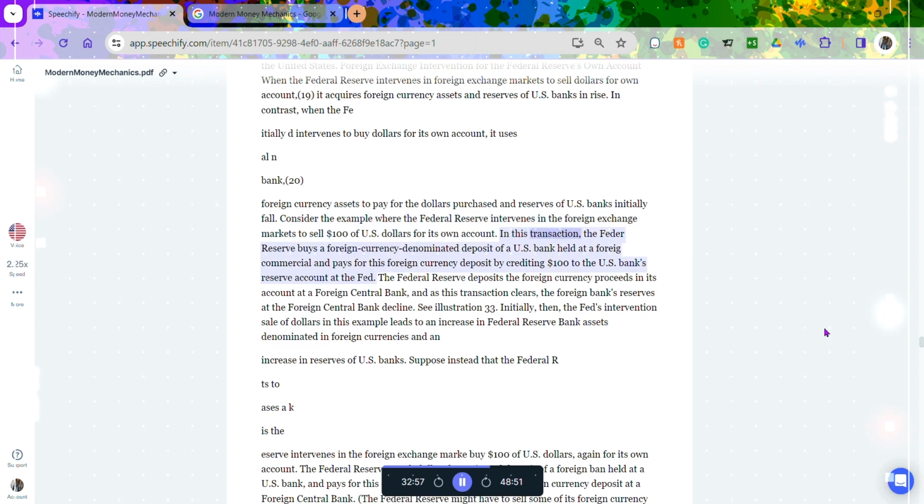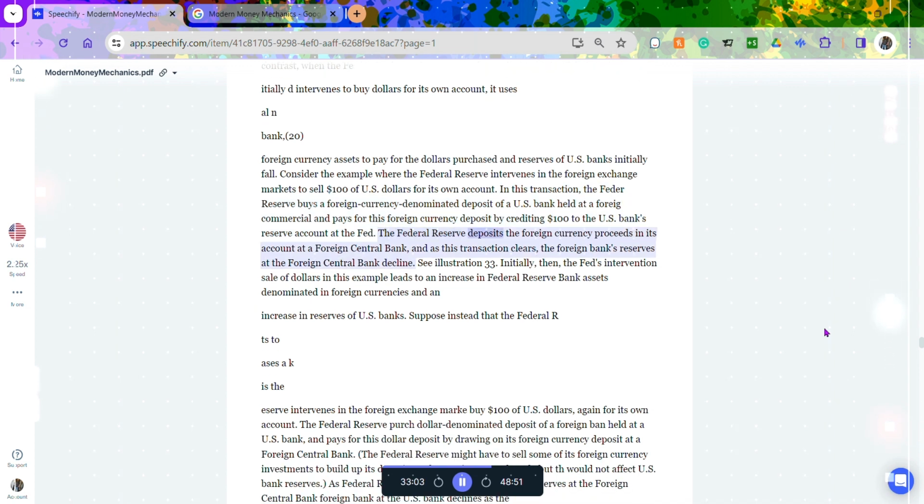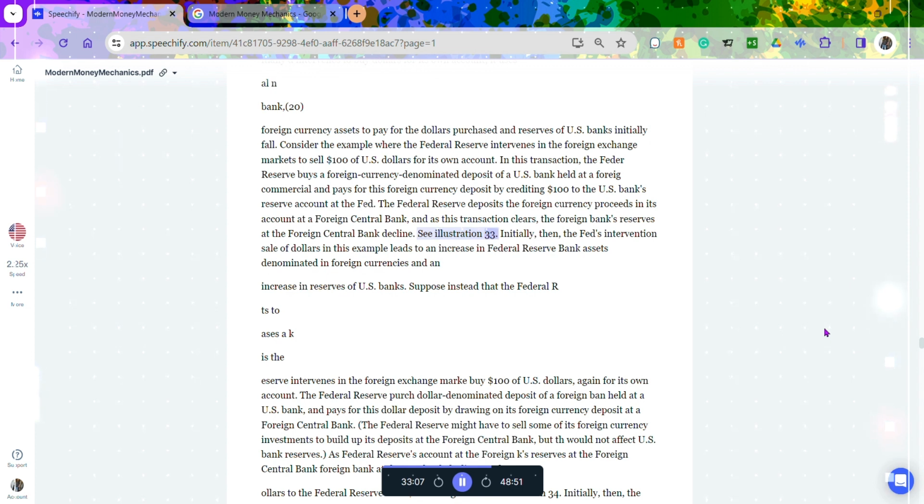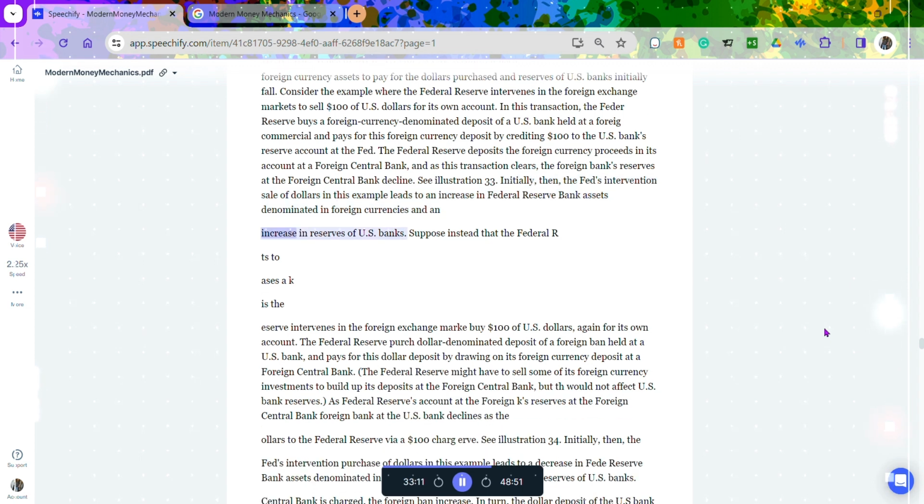In this transaction, the Federal Reserve buys a foreign currency denominated deposit of a U.S. bank held at a foreign commercial bank and pays for this foreign currency deposit by crediting $100 to the U.S. bank's reserve account at the Fed. The Federal Reserve deposits the foreign currency proceeds in its account at a foreign central bank, and as this transaction clears, the foreign bank's reserves at the foreign central bank decline. See illustration 33. Initially, then, the Fed's intervention sale of dollars in this example leads to an increase in Federal Reserve Bank assets denominated in foreign currencies and an increase in reserves of U.S. banks.